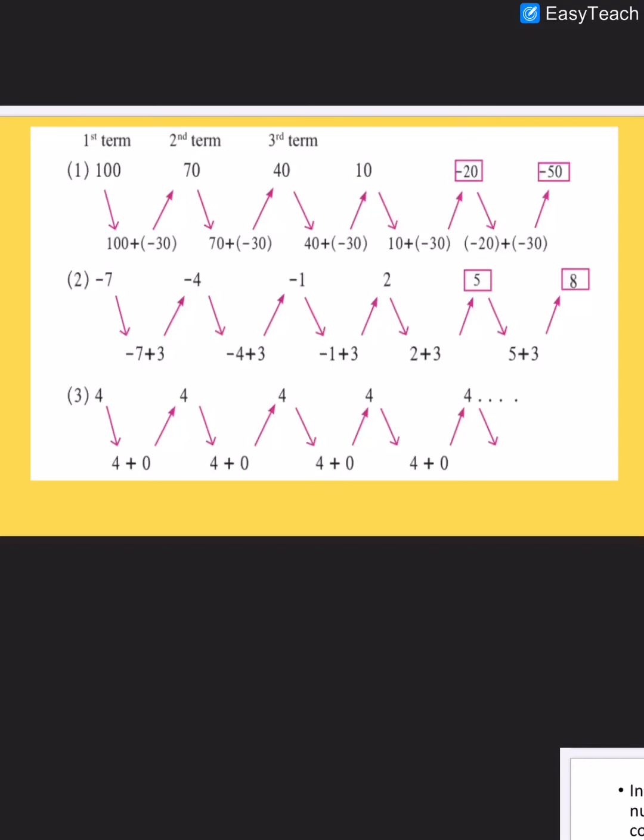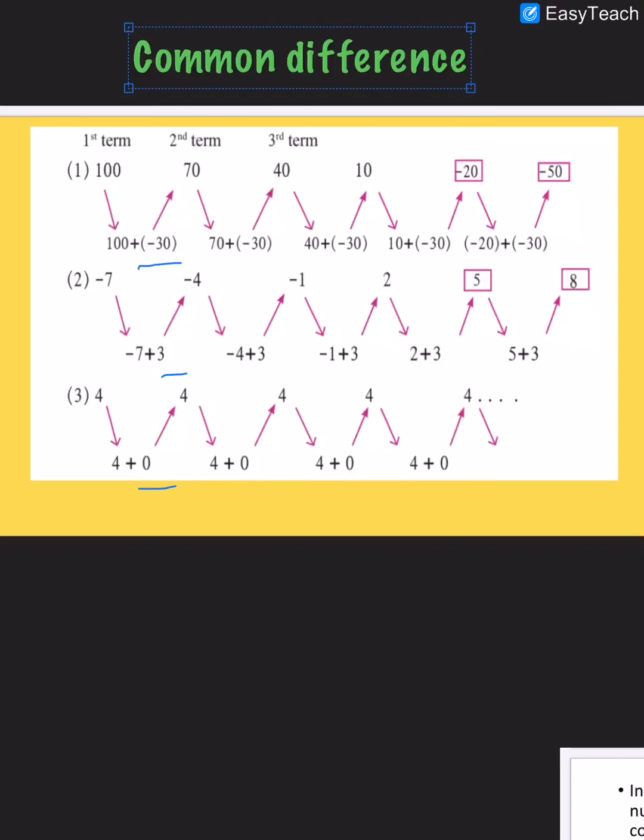So in all these 3 sequences, a constant number is added to the previous term to get the next term. These constant numbers, in this case minus 30, in this case 3 and 0, are called the common difference. The constant number that is added to the previous term to get the next term of a sequence is called the common difference.